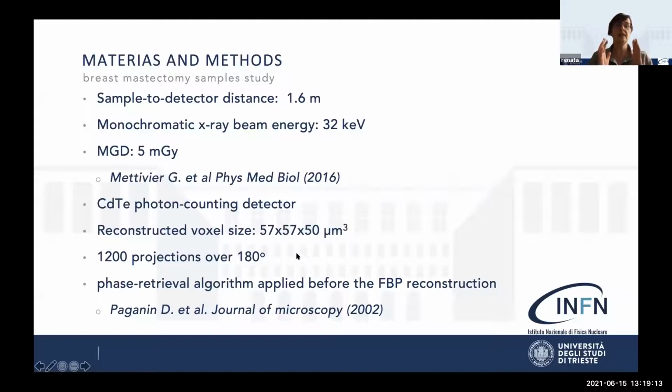And since the synchrotron radiation beam has a negligible divergence, we collect projections over 180 degrees. And okay, we apply the phase retrieval algorithm. Paganin is the author of the algorithm that we apply before the usual filtered back projection reconstruction. So we are not applying, in the images that I'm going to show you, advanced iterative reconstruction techniques.